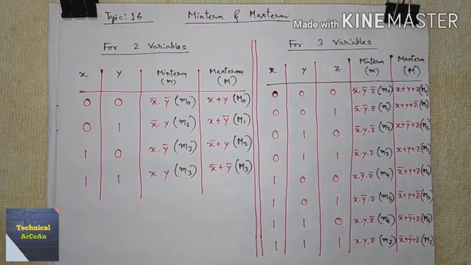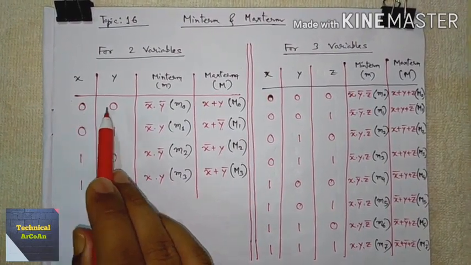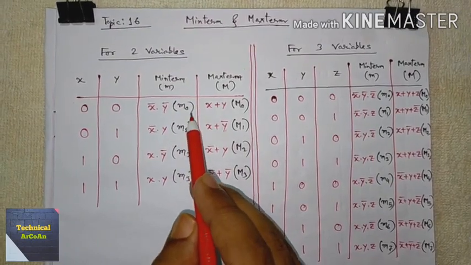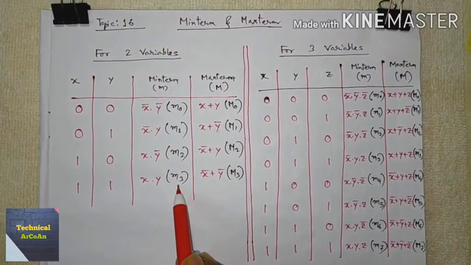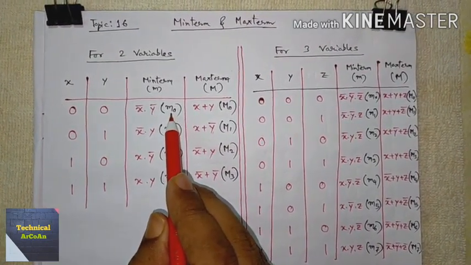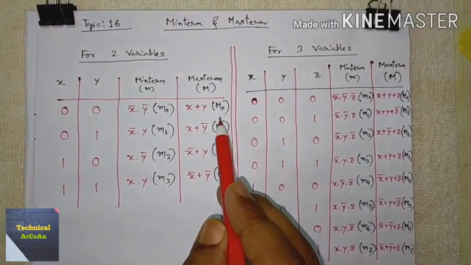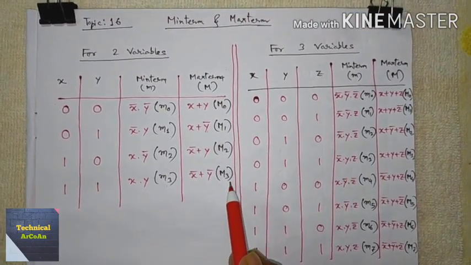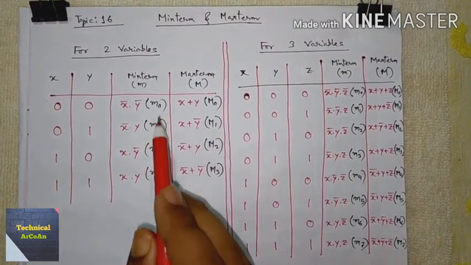Okay. Now for two variables, what are the combinations? 0 0, 0 1, 1 0 and 1 1. Okay. For the min term, these are the positions. First position is m0, second position is m1, third position is m2, and fourth position is m3. And this notation is denoted by small m. And for the max term, this position is capital M0, this is capital M1, this is capital M2, and this is capital M3. So these are the positions for the max term, and these are the positions for the min term.